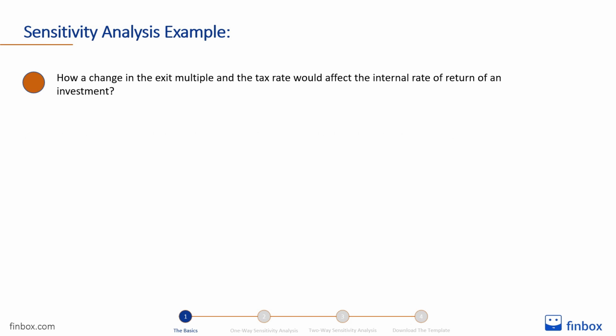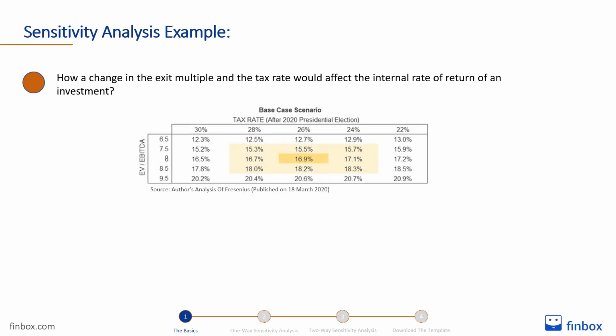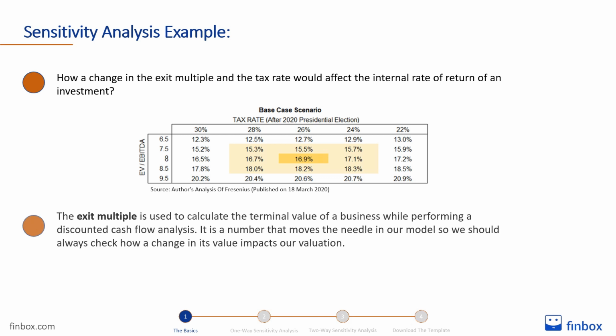Let's say that you want to check how a change in the exit multiple and the tax rate would affect the internal rate of return on an investment. 4 months ago, I published an analysis of Fresenius, where I performed a two-way sensitivity analysis to evaluate that, and this was the result. The exit multiple is used to calculate the terminal value of a business while performing a discounted cash flow analysis. Even if we carefully select the ratio value with the appropriate methods, past trend, industry average, peers, etc., it is still an arbitrary number that moves the needle in our model. For this reason, we should always check how a change in its value impacts our valuation.